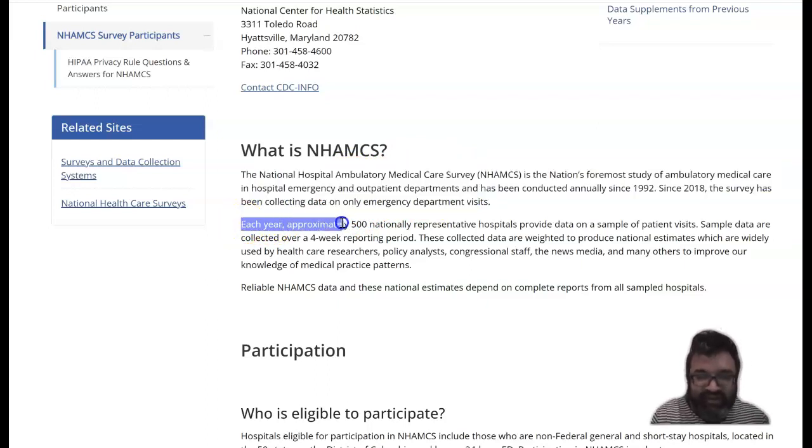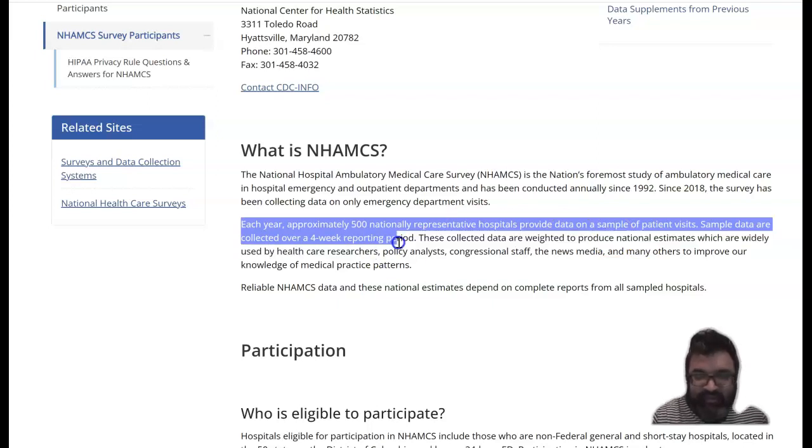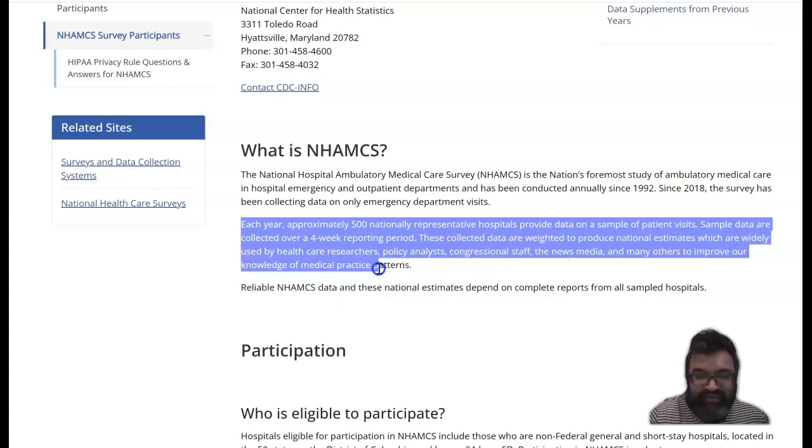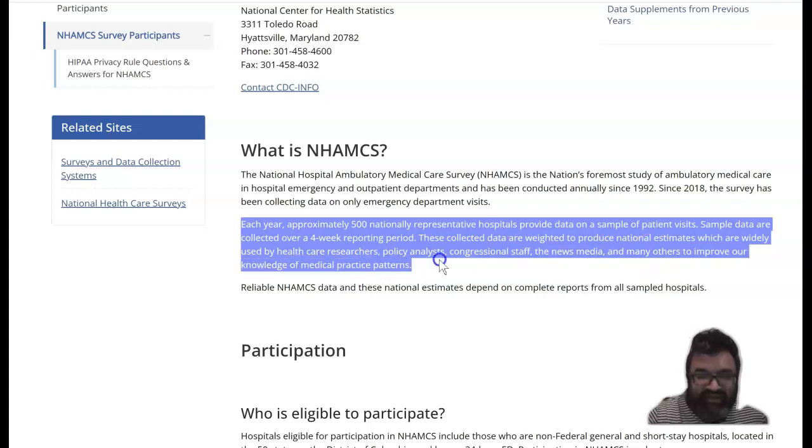Each year, approximately 500 nationally representative hospitals provide data on a sample of patient visits. Sample data are collected over a 4-week reporting period. These collected data are weighted to produce national estimates, which are widely used by healthcare practitioners, policy analysts, congressional staff, the news media, and many others to improve our knowledge of medical practice patterns.